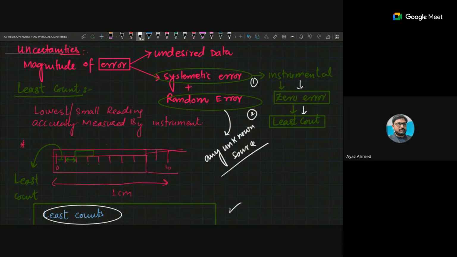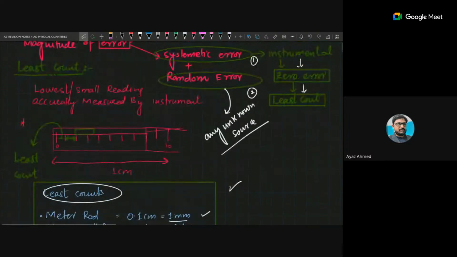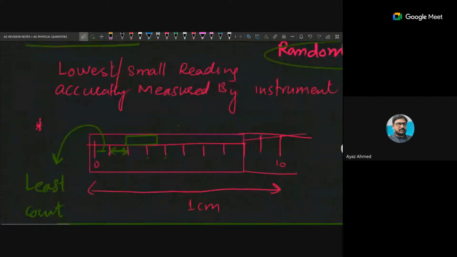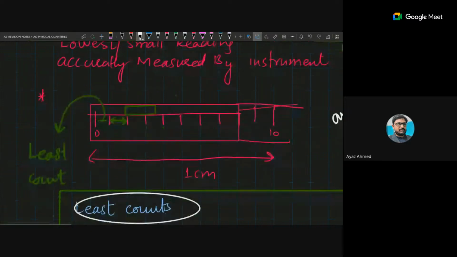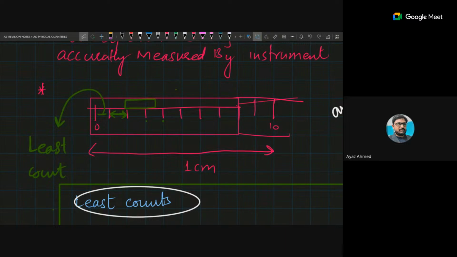The least count is basically the main area of your absolute uncertainty. This is the lowest or smallest reading which can be measured with the help of any instrument, and that is called the least count. If the least count of an instrument is smaller, then it can measure very small values. So it is basically a measure of the accuracy of the instrument.